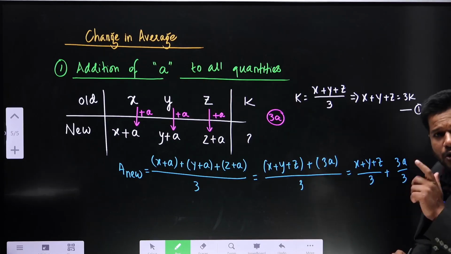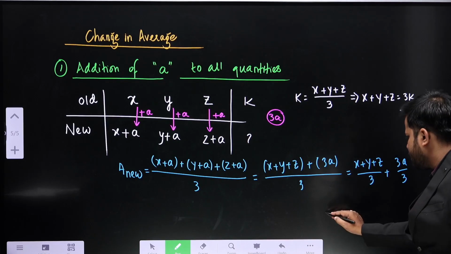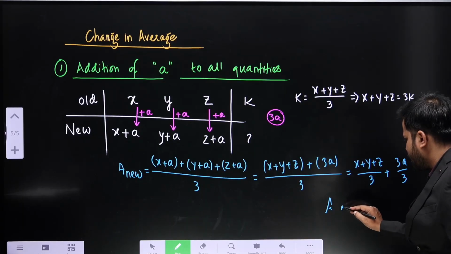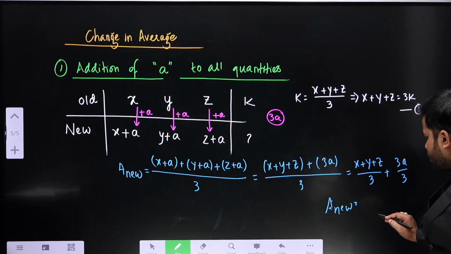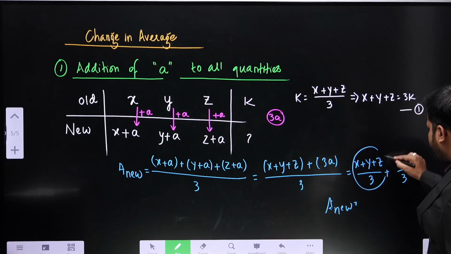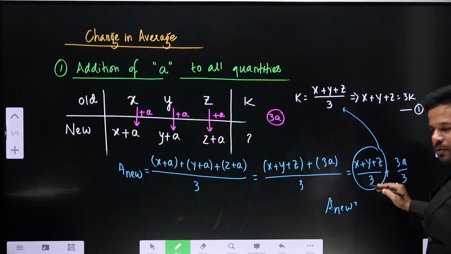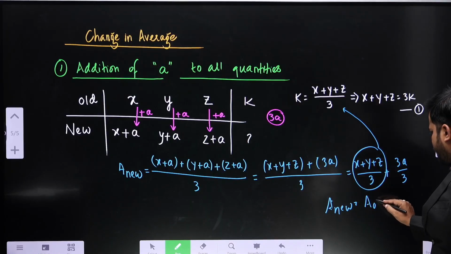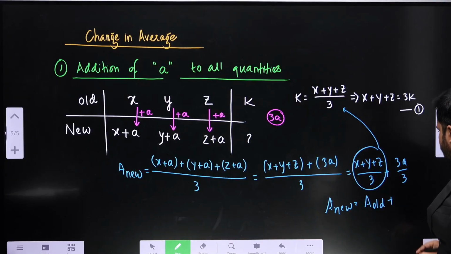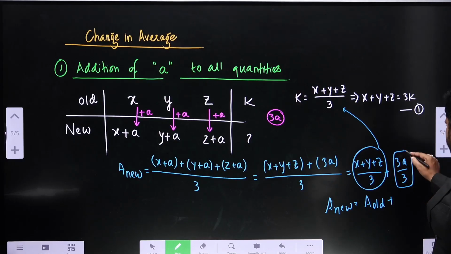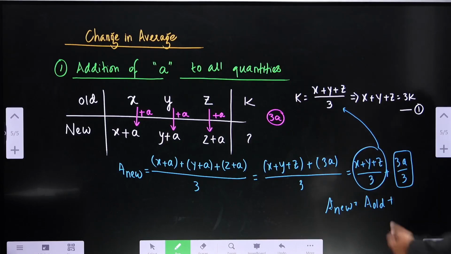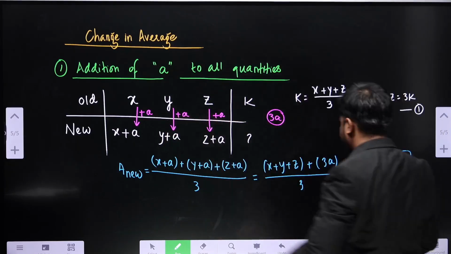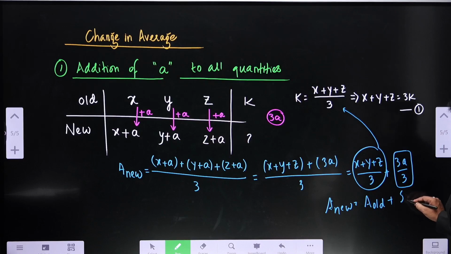I want to bring a formula here. That is, A new is nothing but, I am not focused on the answer part, I am focused on a formula. What is this? Can I tell this is A old or not? A new is nothing but A old plus this 3a by 3. What is 3a by 3? 3a is what? The sum of the deviation, the extra part, yes or no? That is the sum of the deviation whole divided by 3.